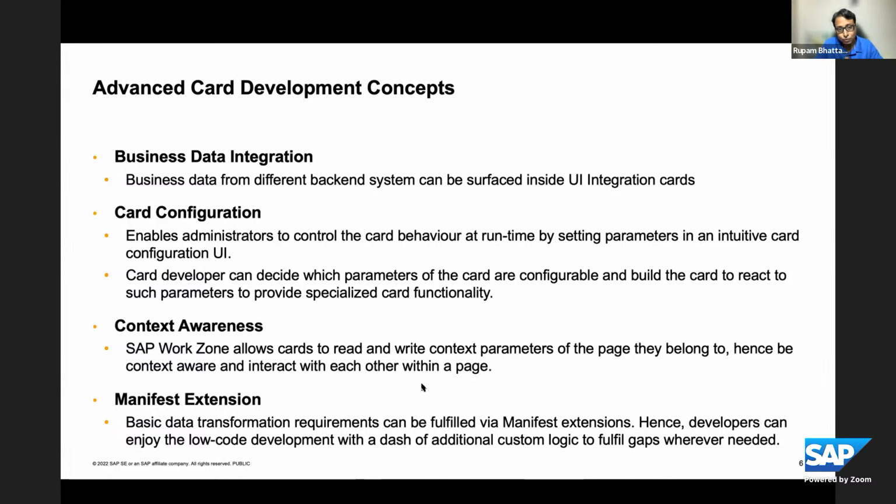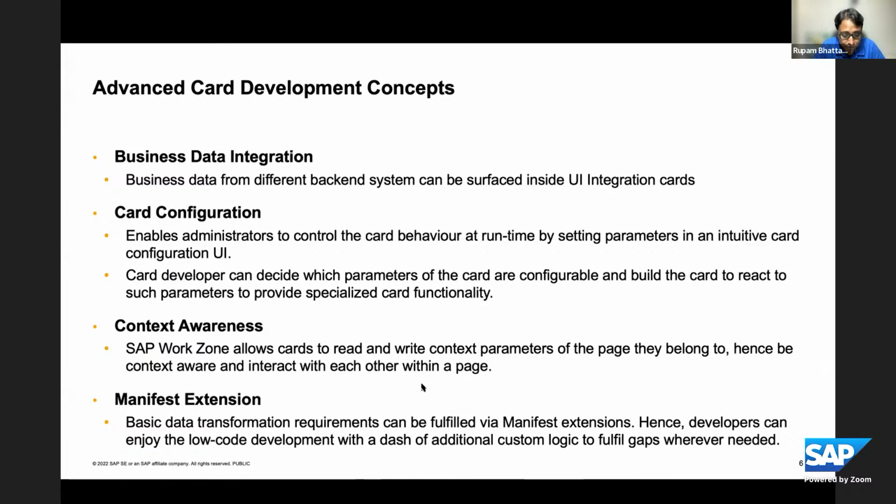And finally, what we talked about is the manifest extension, allowing you to do basic data transformations within declarative cards, making it less bound to only use the backend service. If that doesn't fit into the card structure that it expects, it's still possible for us, as a developer, to change the card or transform the data in a way that the card can still show up.